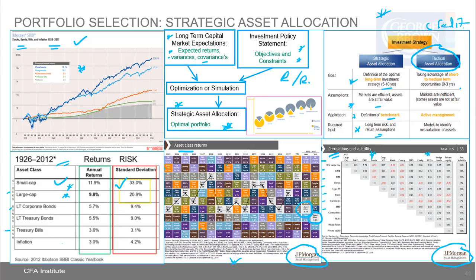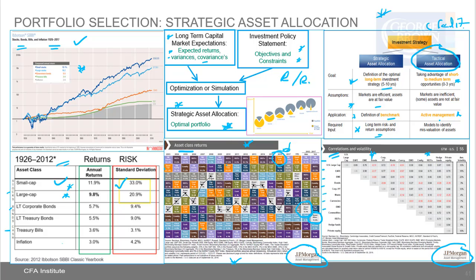Now, as we go more tactical, it is taking advantage of short to medium-term opportunities, and you can definitely see here from the JP Morgan asset class returns, if you can forecast the future, if you've got some skill in that, you might be able to forecast that small cap equities are going to go from a negative year to a very positive year and start to overweight and underweight different asset classes. That's the nature of tactical asset allocation.